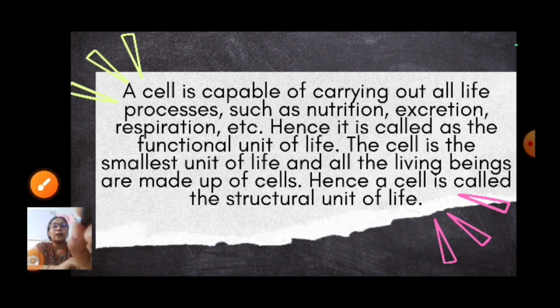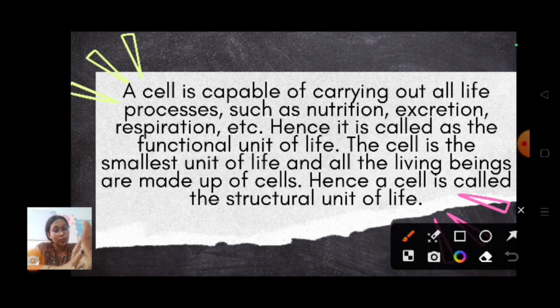So let us see the theory, what it is saying. This is the theory why the cells are called structural and functional unit of life. So start. A cell is capable of carrying out all the life processes, including nutrition, excretion, respiration. You can add circulation also, you can add reproduction also, etc. Digestion also is there. Hence it is called the functional unit, since they give different functions. Okay, this justifies why it is called the functional unit of life.